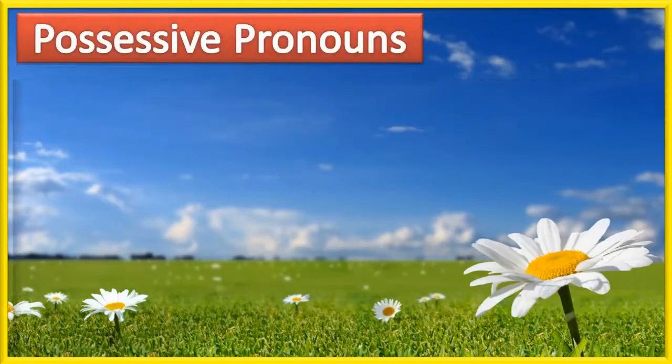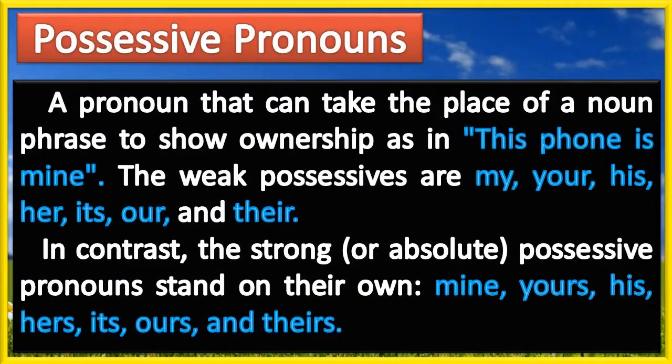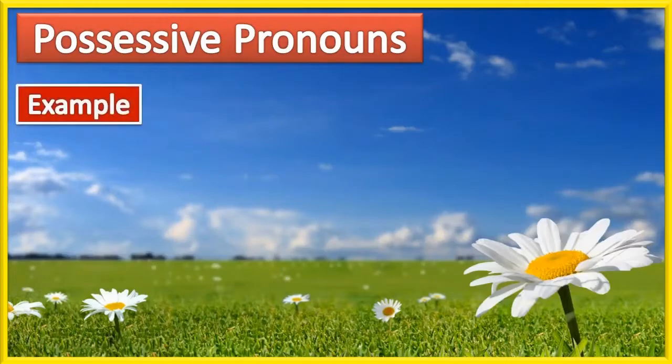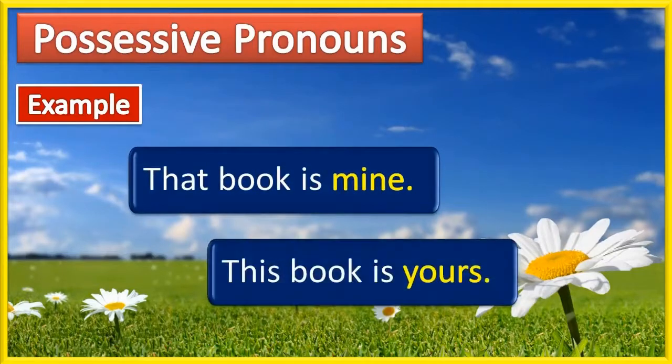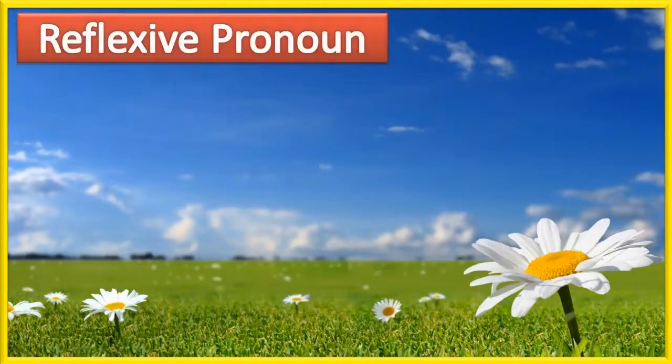Possessive pronouns. A pronoun that can take the place of a noun phrase to show ownership, as in, the phone is mine. The weak possessives are my, your, his, her, its, our, and their. In contrast, the strong or absolute possessive pronouns stand on their own: mine, yours, his, hers, its, ours, and theirs. Examples: That book is mine. This book is yours.